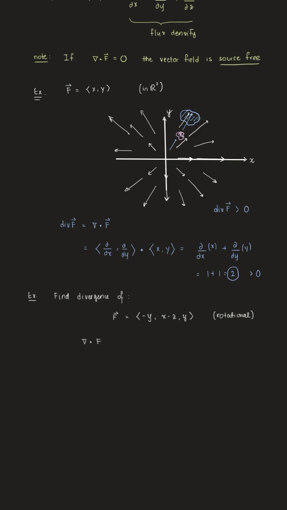So del dot F, here, del will have three components, partial with respect to x, partial with respect to y, partial with respect to z. And we're going to do that dot product with our vector field. And here we will get, well, the partial of -y with respect to x is 0. The partial of x - z with respect to y is 0. And the partial of y with respect to z is 0. So this divergence is 0. And so we say this field is source free.